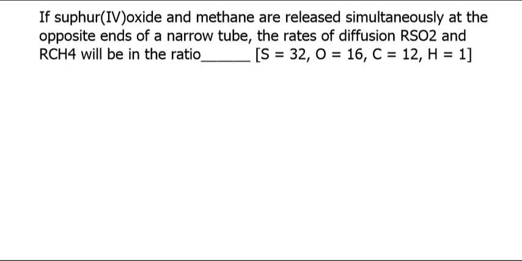If sulfur oxide and methane are released simultaneously at the opposite ends of a narrow tube, the rate of diffusion RSO2 and RCH4 will be in the ratio dash, giving the atomic mass of sulfur to be 32, oxygen 16, carbon 12, and hydrogen 1. Solution.